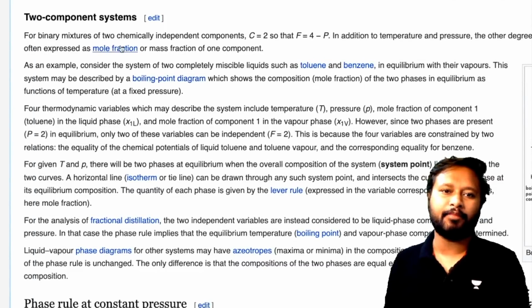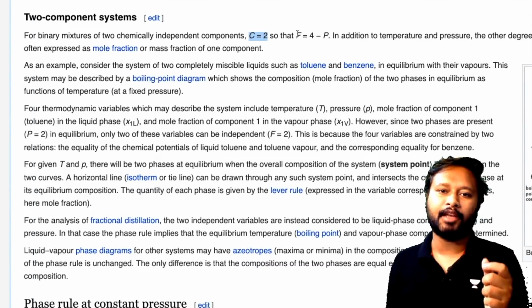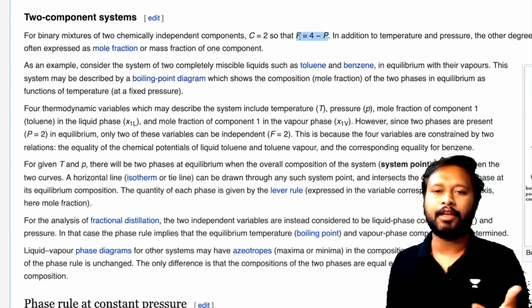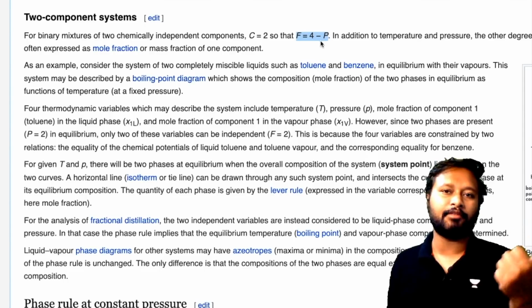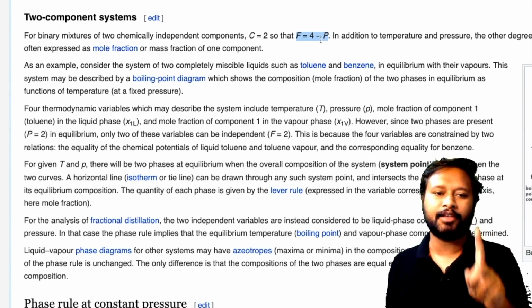It says for the binary mixture, 2 chemically independent components, C becomes 2, then F becomes 4 minus P, and that is coming from the normal formula. So 4 minus P, in the given question phases are 3, so 4 minus 3 is coming 1.